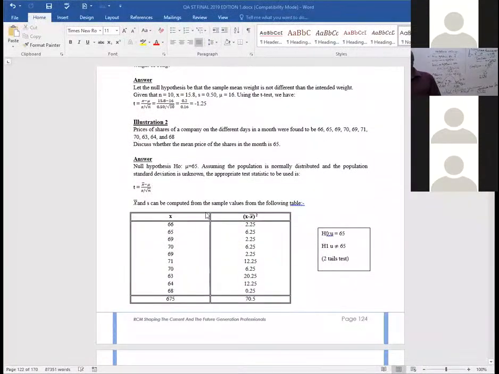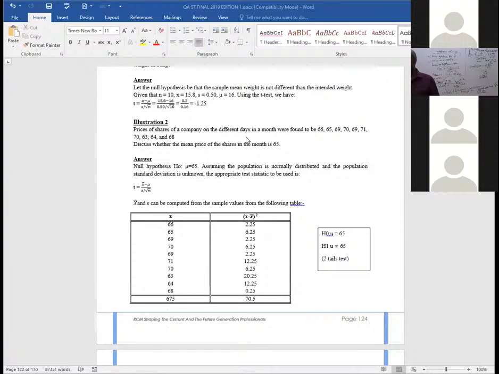Now we go to number two. Number two is very serious. This has been tested in your exam severally. So they're saying here, prices of shares of a company on different days in a month were found to be, they are given there. Discuss whether the mean price of the shares in the month is 65. The mean price for the month is 65.